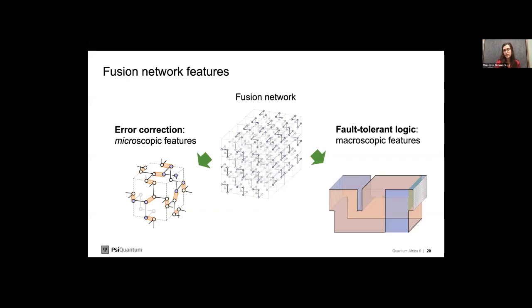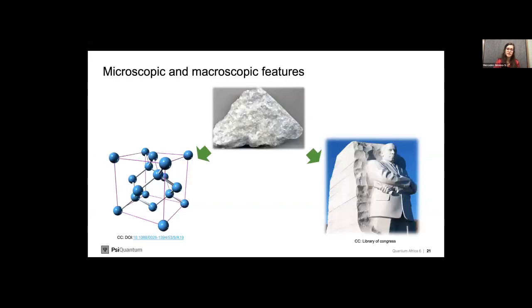So, for example, here I'm showing, I think this was a skate, but yeah, you can see the different features. And just to make an analogy, the fusion network is like your raw material, and the chemical structure of that raw material is what gives it its strength, in the same way that the microscopic features of the fusion network are what give the error correcting properties. But what you do with it, you can malleably change a lot of the macroscopic features by doing certain measurements in a different way, and that gives you a lot of flexibility to do operations.